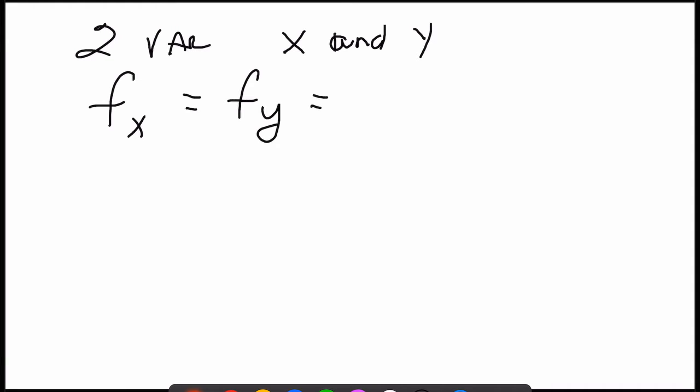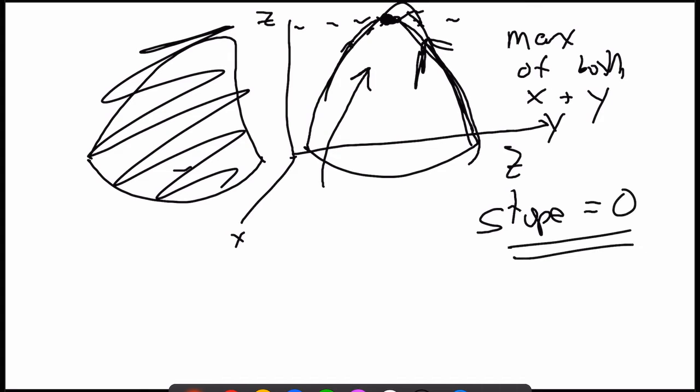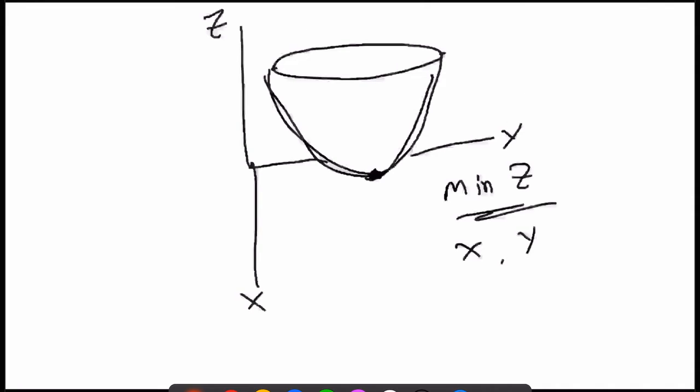Two variable case. So let's say we have x and y. We have f of x is going to have to equal f of y is going to have to equal what? Well, 0. Why 0 again? Go back to this fabulous picture I drew. What's the slope up here? The slope's up there. Slope equals 0 in both directions, in the x direction and the y direction. In here, we're going this way and we're going this way, and the slopes are 0.